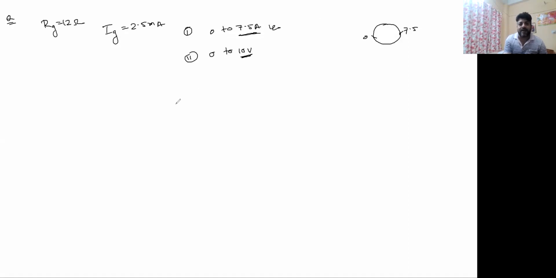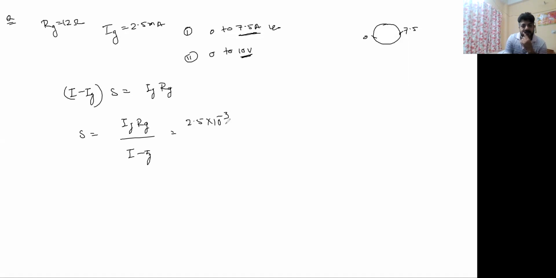First, मुझे इसको galvanometer को ammeter बनाना है. So (I minus Ig) into S, that is Ig Rg. अब देखो S is Ig Rg by I minus Ig. ठीक है. Ig is how much? 2.5 into 10 to the power minus 3. Rg is how much? 12. और यहाँ पे देखो 7.5 minus 2.5 into 10 to the power minus 3. Yes or no? Yes, sir.